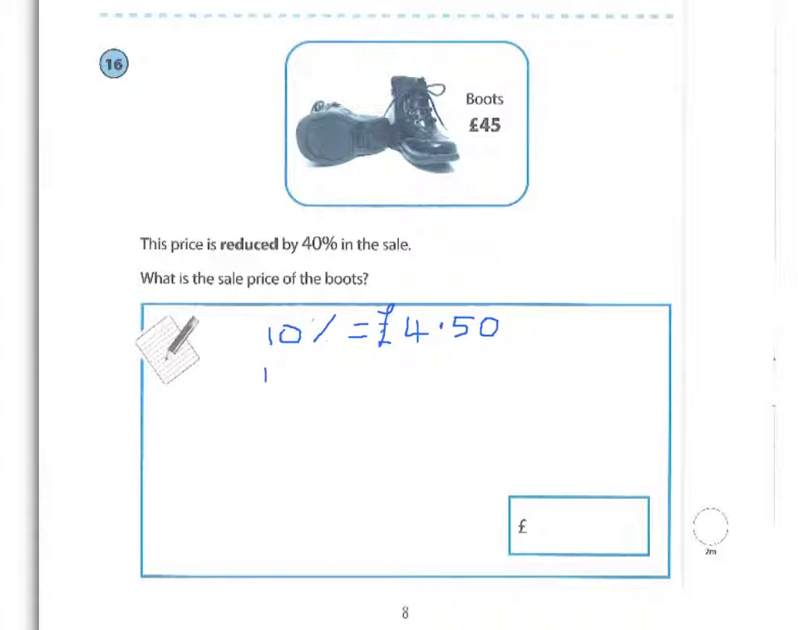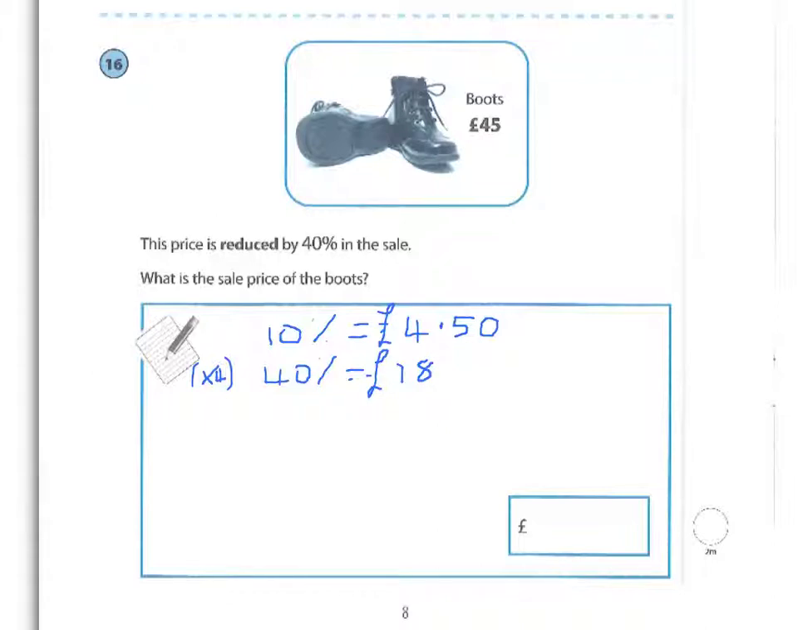Now 40%, however, is obviously a bit bigger than 10%. It is in fact 4 times bigger. So what we would have to do is multiply our £4.50 by 4, which is very easy to do. A quick method of multiplying by 4 is to double and double again. So if we double £4.50, that's £9, and we double it again, it is £18.